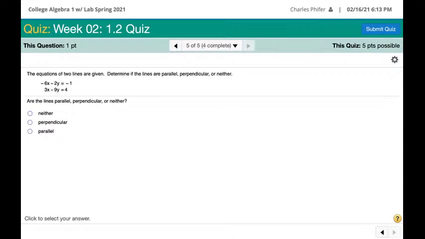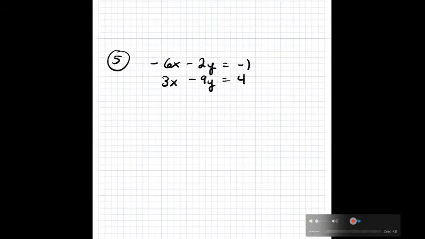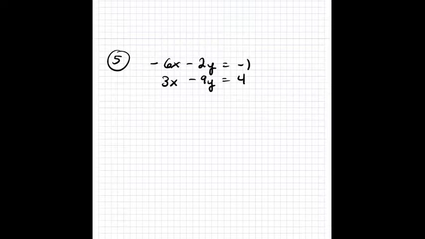So we have this, negative 6x minus 2y equals -1, and we have 3x minus 9y equals 4, okay? Let's hop over to the tablet.